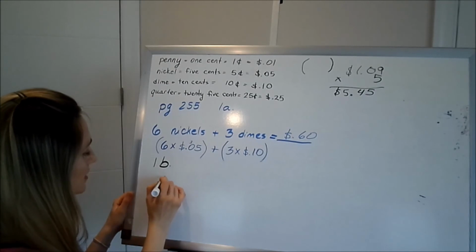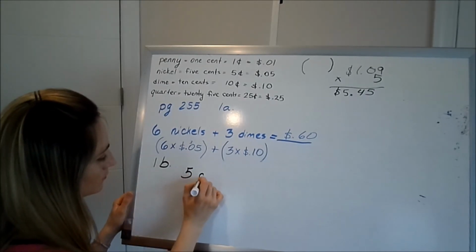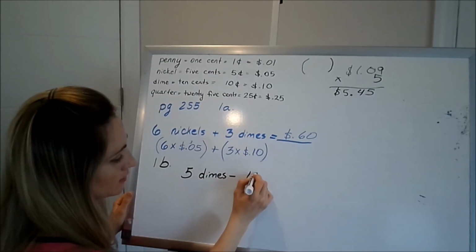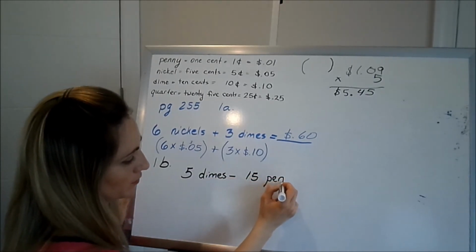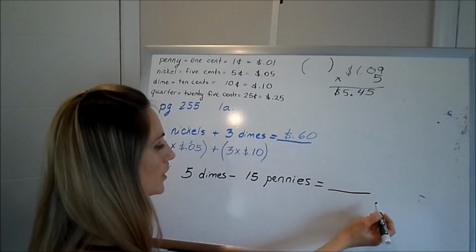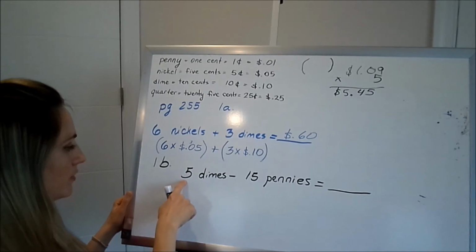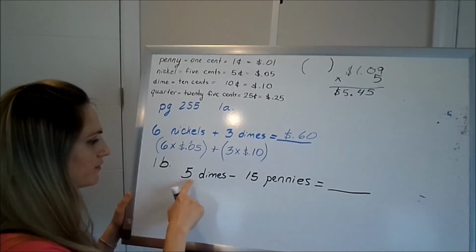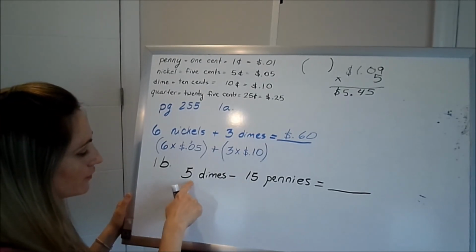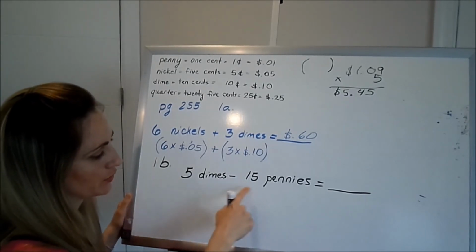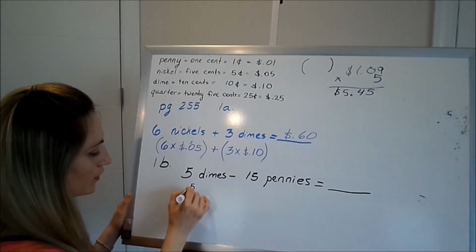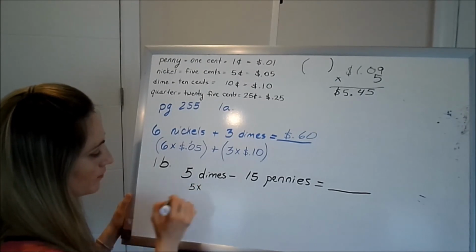All right, now 1B. Says 5 dimes minus 15 pennies. Okay, if I hadn't taught you this, you might think, how do I subtract 5 minus 15? You don't. You have to convert 5 dimes to how much it's worth and 15 pennies to how much it's worth. So we're going to do our third grade multiplication.